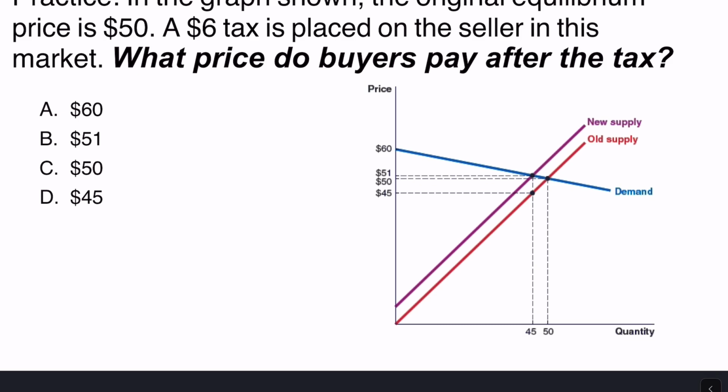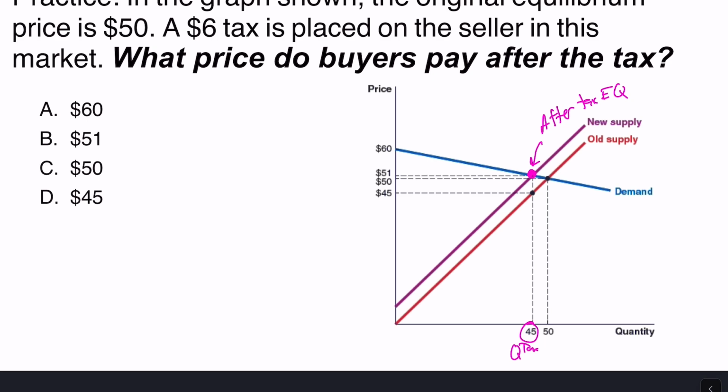Okay, first step to answering this question, we need to find the tax equilibrium. And so we take our new supply curve and where it crosses demand, put a little dot. That's going to be our after-tax equilibrium. And we can take that after-tax equilibrium down to the quantity axis and get the quantity tax equal to 45. Right? So we're going to get that reduction in quantity from 50 to 45.